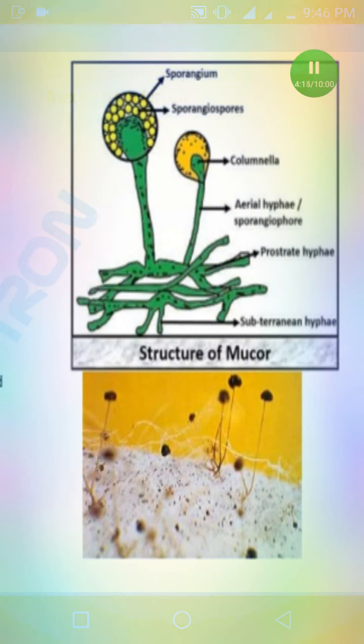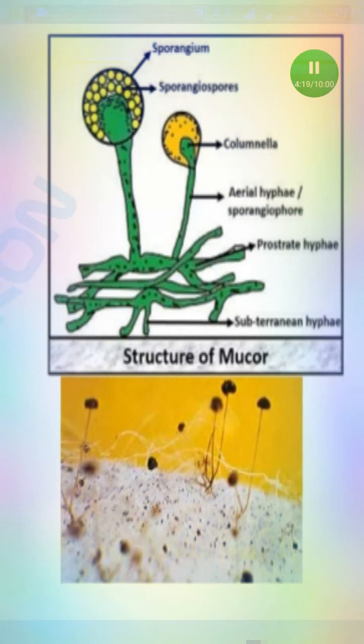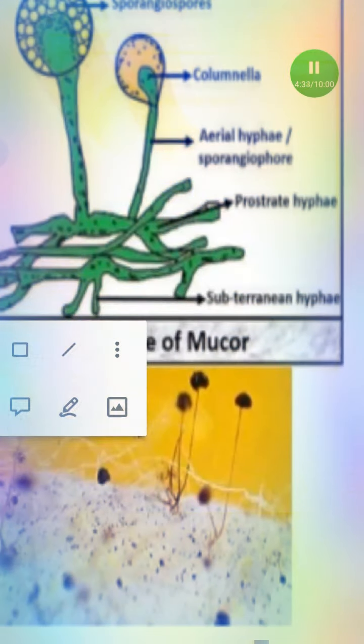Asexual reproduction. Let's use the diagram. First of all, sporangium. Second, sporangiophore. Third, columella. Aerial hypha, sporangiophore, posterior hypha, subterminal hypha. Structure of Mucor. What you see is the structure of Mucor.